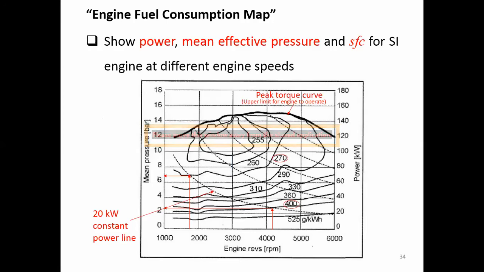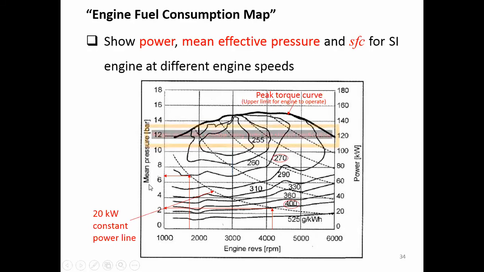Now, if I make a plot from all the parameters that I just mentioned, for example the power, which we mentioned already, the mean effective pressure, and the SFC, for the SI engine at different engine speeds, this is the map that we will have. It's called the engine fuel consumption map.